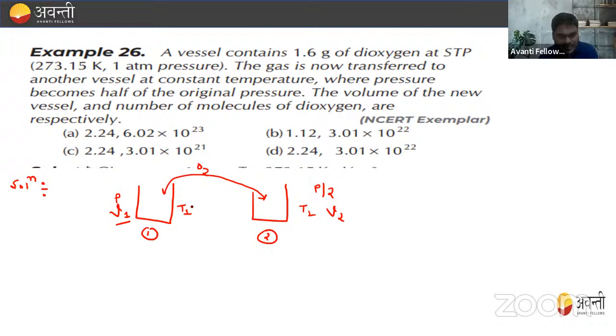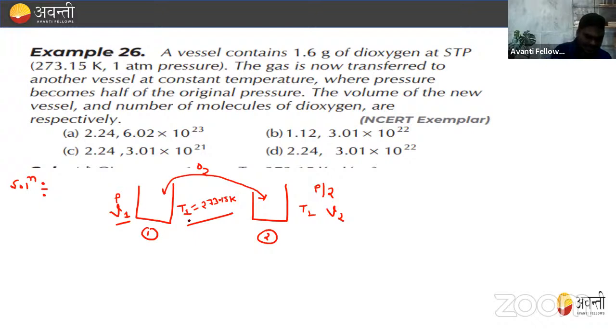And the temperature is given, that is T1 is equal to T2, and this is given as 273.15 Kelvin. So both temperatures are equal and this O2 gas is transferred. So the mass of this O2 gas is also given, that is 1.6 gram. And we need to calculate the volume and the number of molecules of dioxygen. Okay, this is what we have to calculate. So I hope everyone has understood the question, what is in the question and what it is asking us. Got it? Did everyone understand the question? Okay.